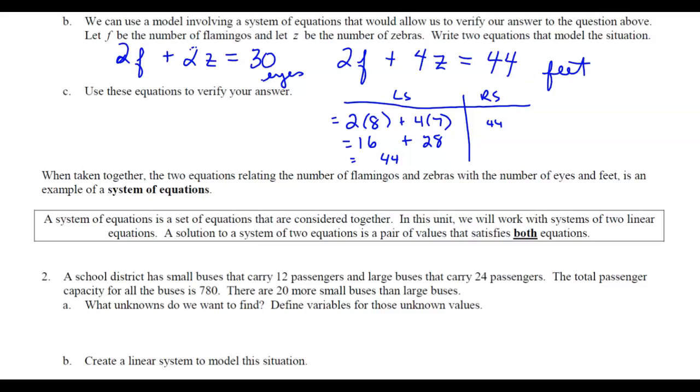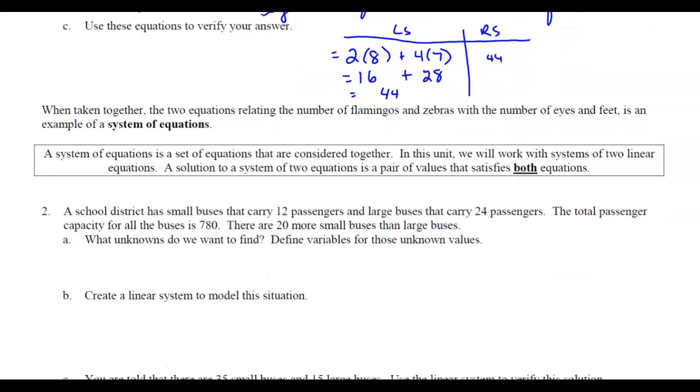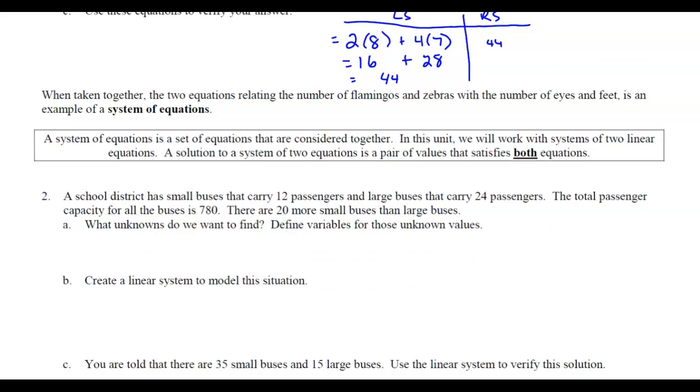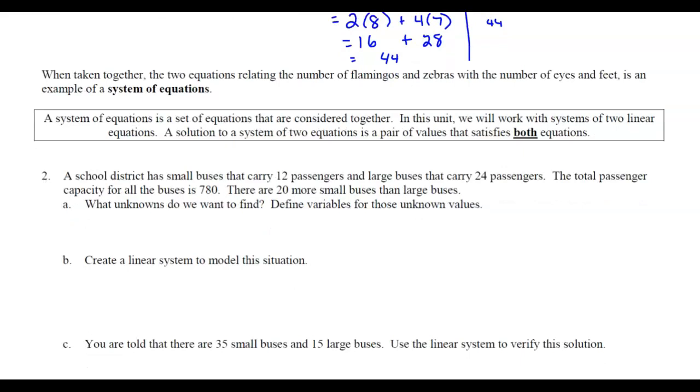So a system is a set of equations that are considered together. In this unit, we will work with systems of 2 linear equations. A solution to a system of 2 equations is a pair of values that satisfy both. Okay, an ordered pair or 2 values written separately. So here's another one. A school district has small buses that carry 12 passengers, large buses that carry 24. The total passenger capacity for all the buses is 780. There are 20 more small buses than large.